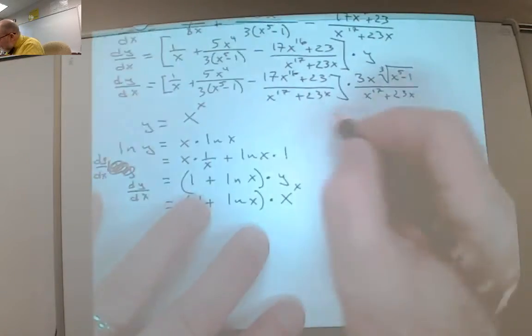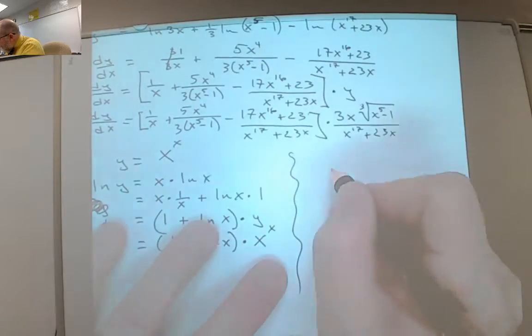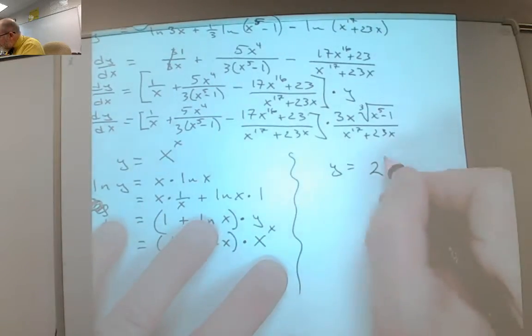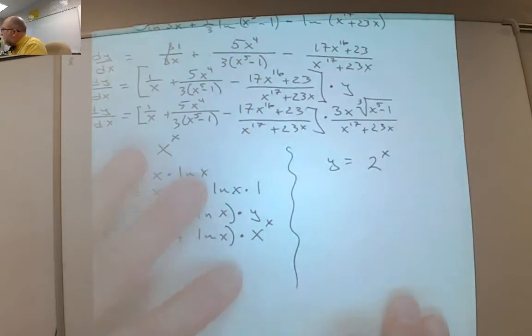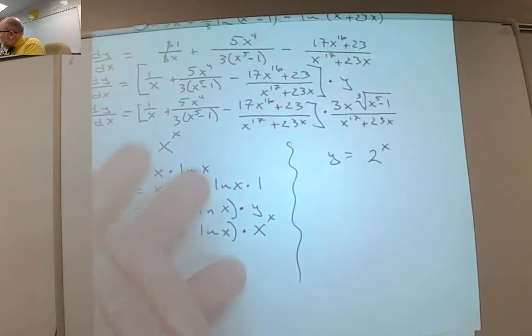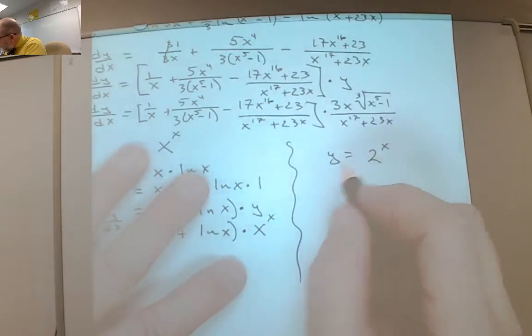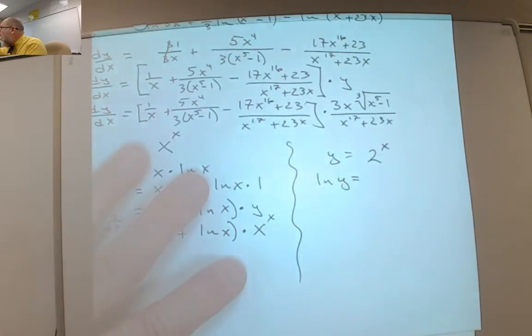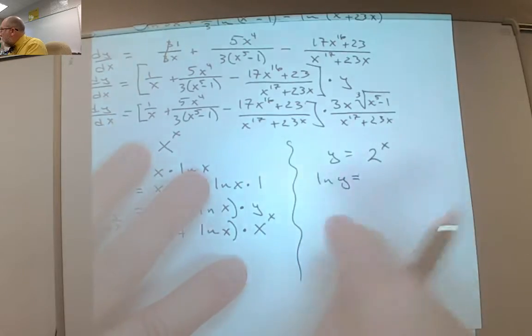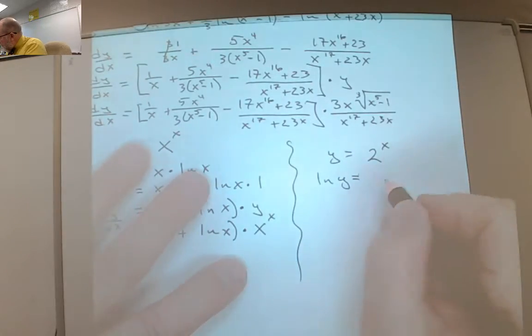Two more problems. Y equals 2 to the x. How do you suppose I take the derivative of that? First you take the derivative of y, which is 1 over y. Well, I'm going to take the natural log first. But you are correct. I'm going to rewrite this so I have the natural log, so it becomes x ln 2.